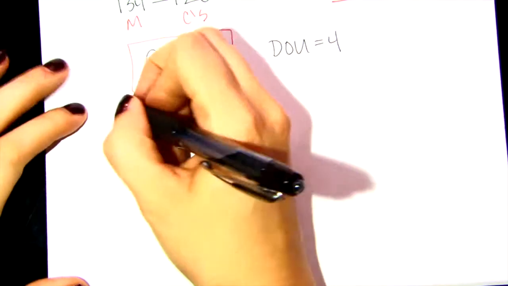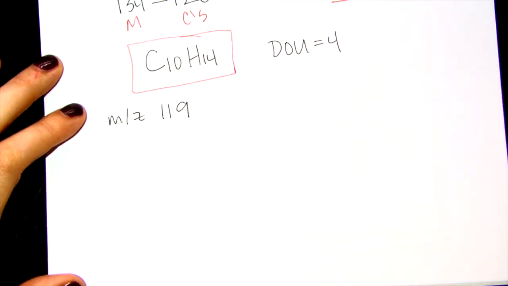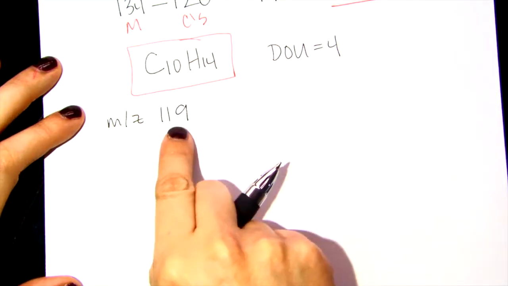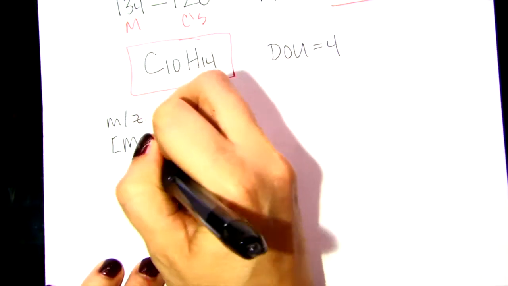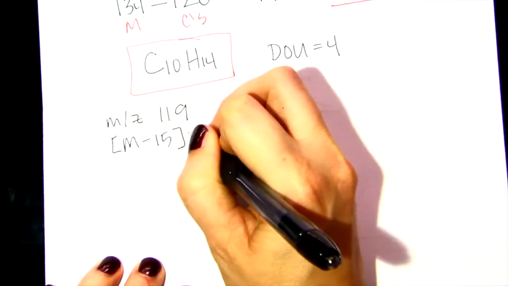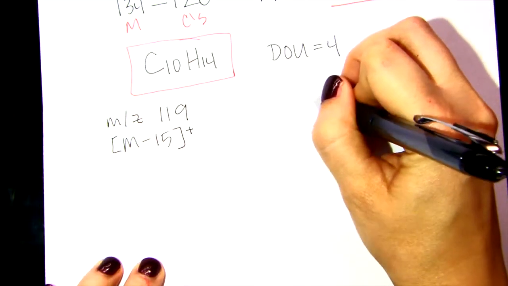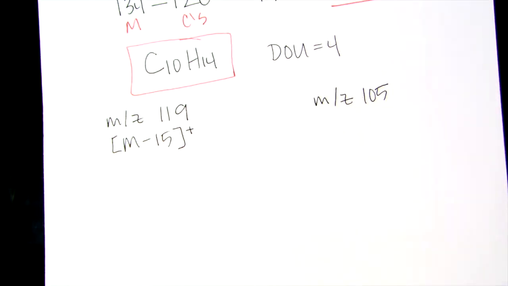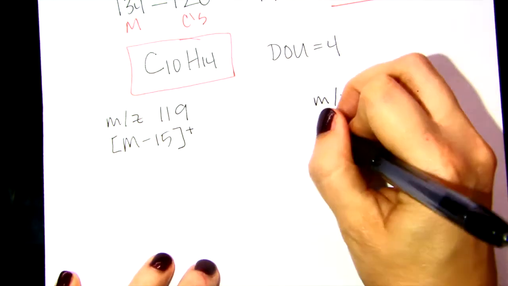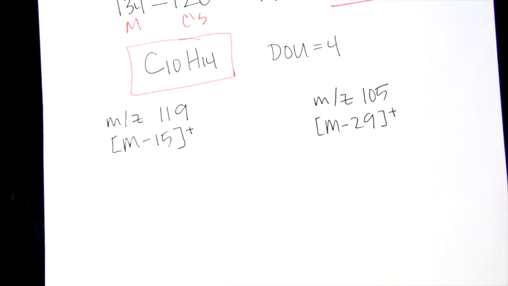If we look at the peaks at 119, so again, our mass is 134. So if we see a peak at 119, just to calculate that, that would be an M minus 15 peak, right? Because it's 15 less than the mass. And then the M over Z at 105 is an M minus 29. So again, those are going to be alkyl groups that have fragmented off.